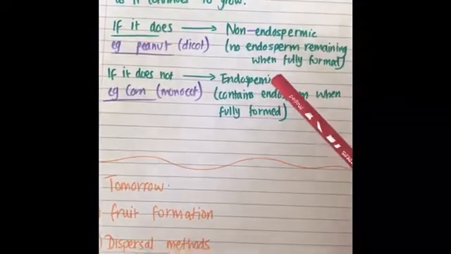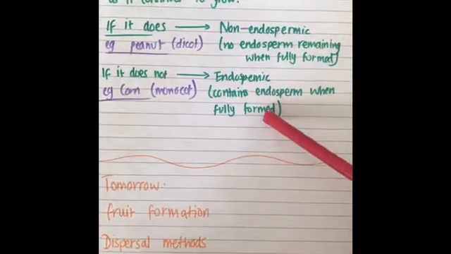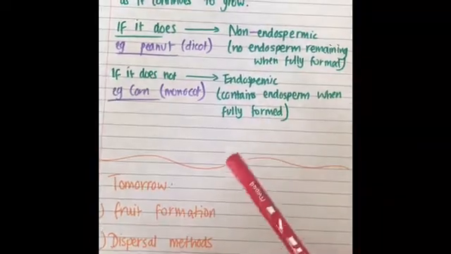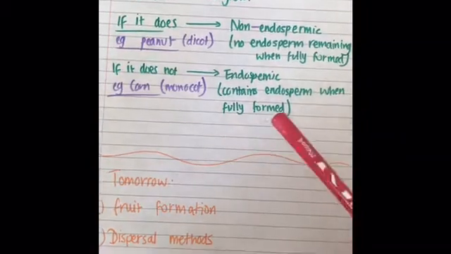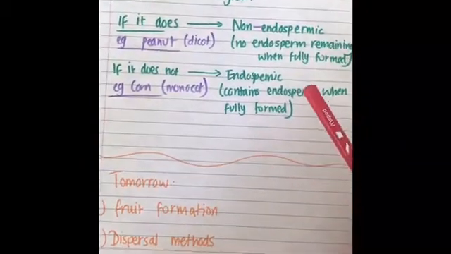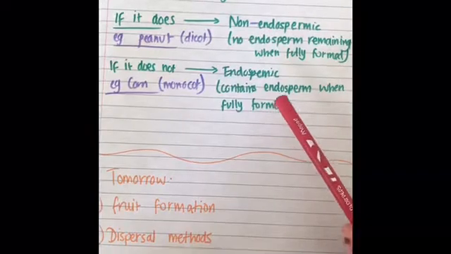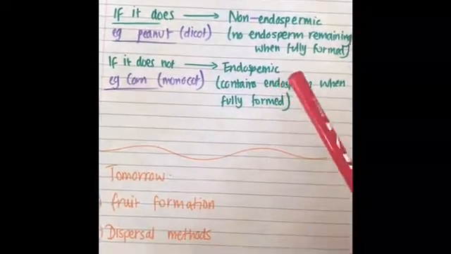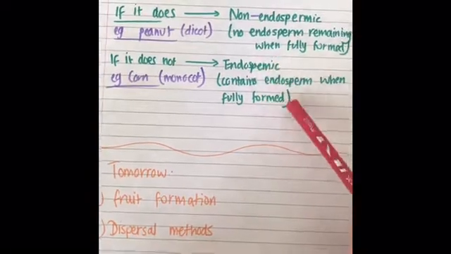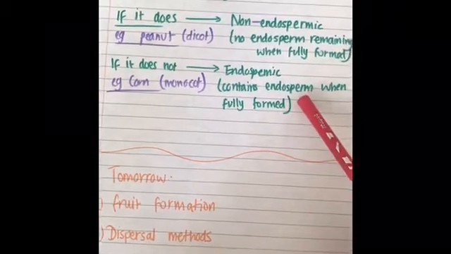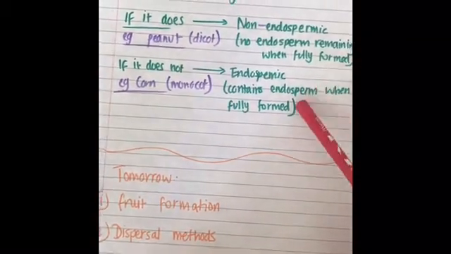So this links to monocots and dicots like we talked before about plant structure. When we talk about monocots and dicots, monocots means that we only have one cotyledon, dicots means that we have two cotyledons. In general, monocots are endospermic, meaning that they have not gotten rid of all of the endosperm and it still contains some endosperm.